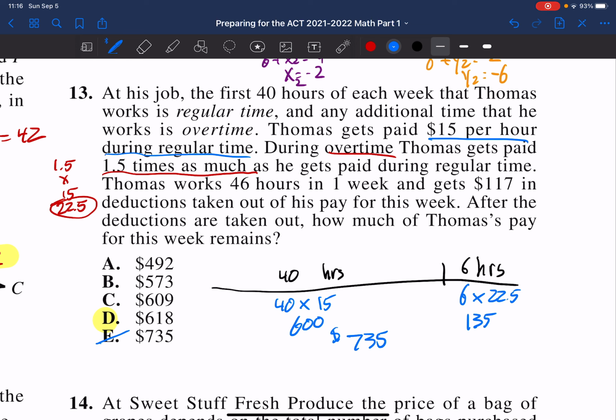Why is the answer letter D? Because of this extra detail. He gets 117 in deductions taken out of his pay for this week. So we have to subtract $117. And so we get $618. That's what he gets to take home.